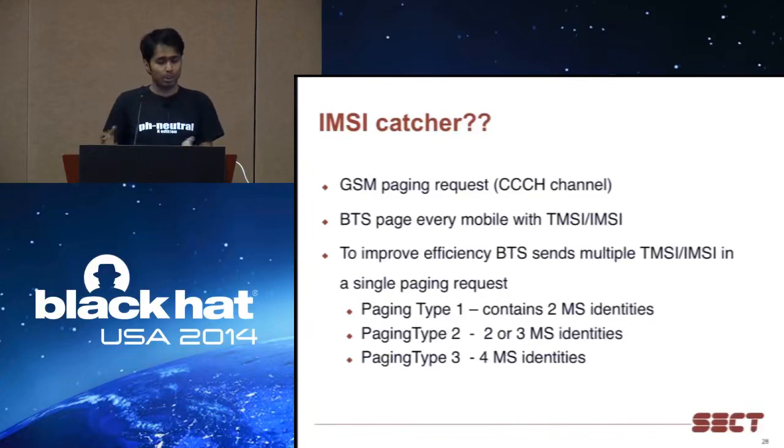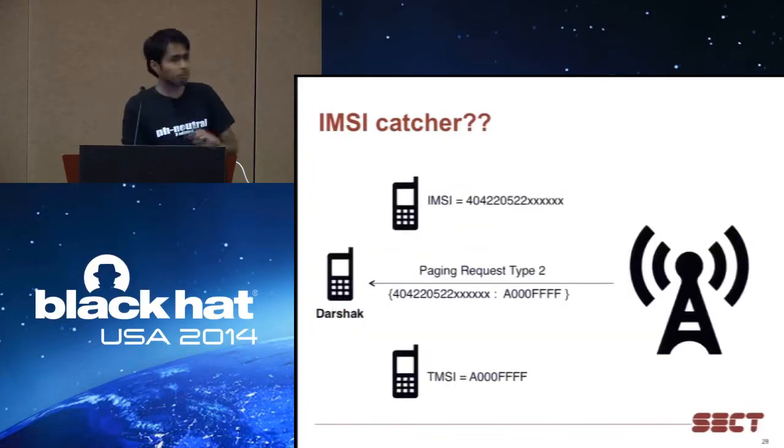So paging type 1, paging type 2, paging type 3, different paging types, which can contain 2, 3, or 4 mobile identities. To give a brief example, these are 2 mobile phones. One mobile phone has an IMSI number, this one, and this guy is turning on his mobile phone right now. This is the other mobile phone, which has a TIMSI, and both parties are getting a call right now.